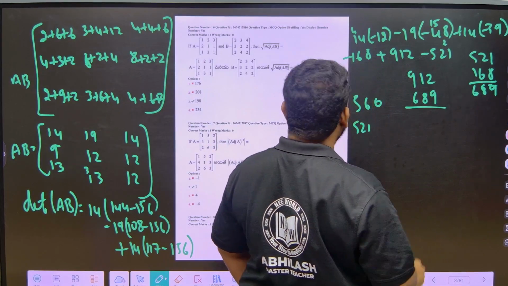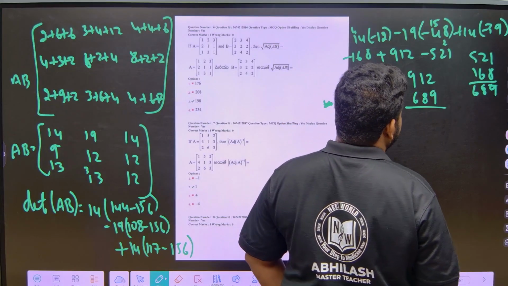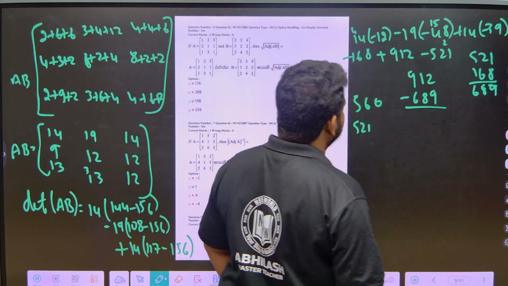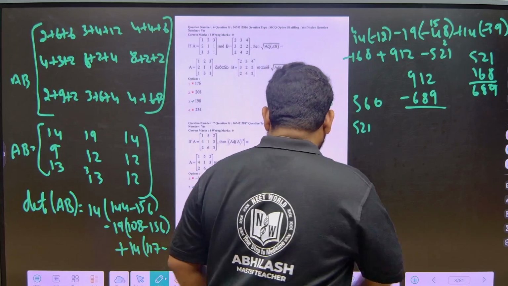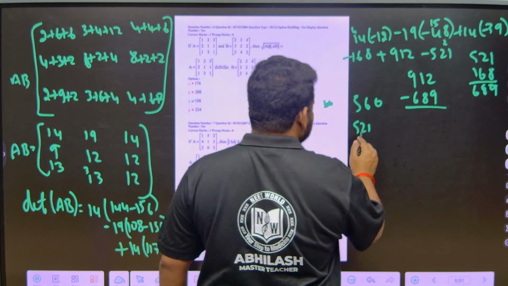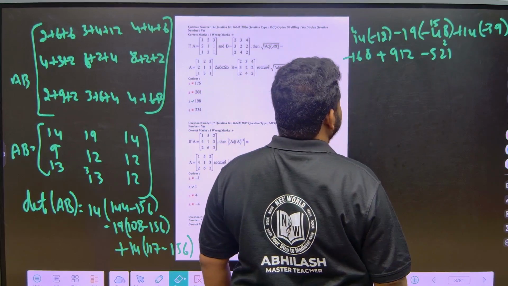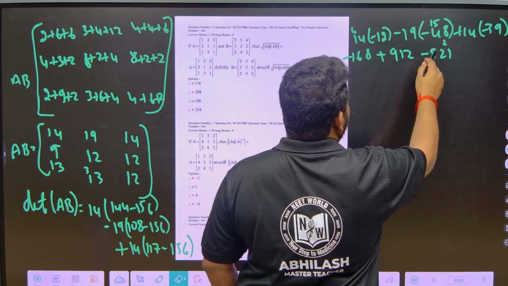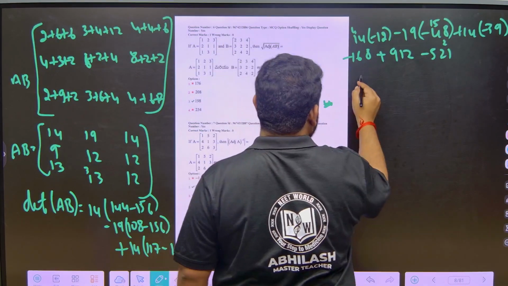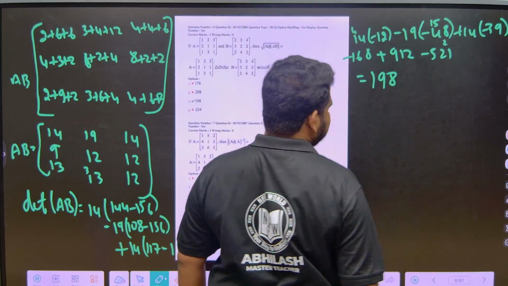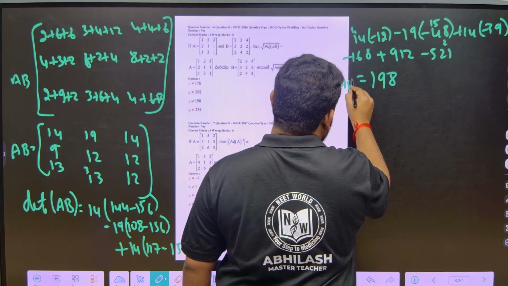Now 521 minus 168, solving this, you will get the determinant of AB as 198. You can do the calculation. Determinant of AB, you will get it as 198.